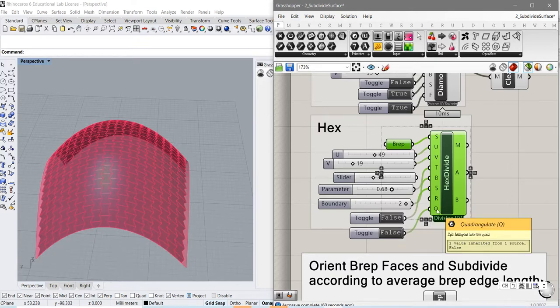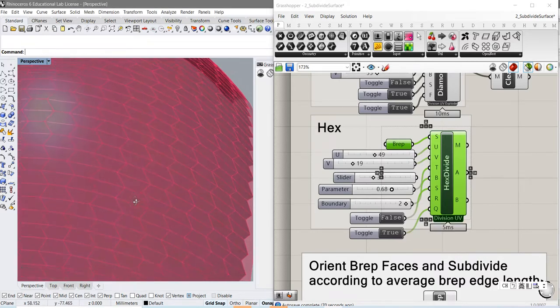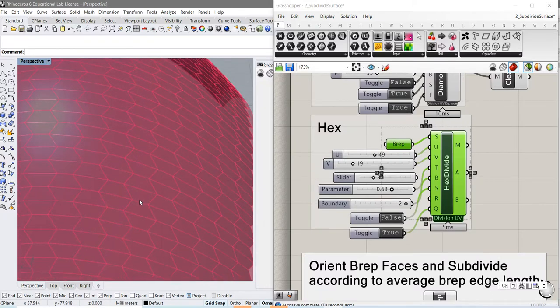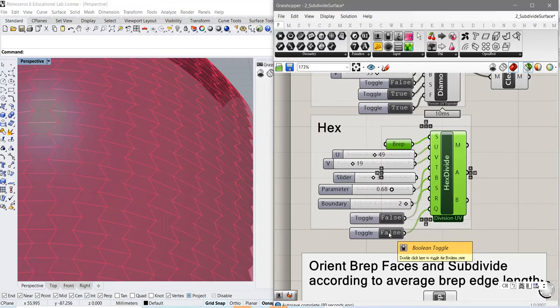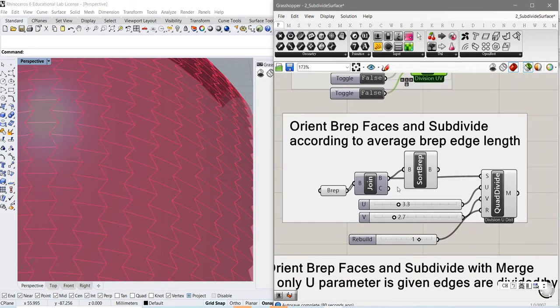Okay, and then quadrangulate. You don't find anything wrong, but it is the subdivision of this hexagon. If you quadrangulate it, then you divide each of these hexagons into two quadrangles. So you can turn it on and off. Okay, you want to orient brep faces and subdivide according to average brep edge length.